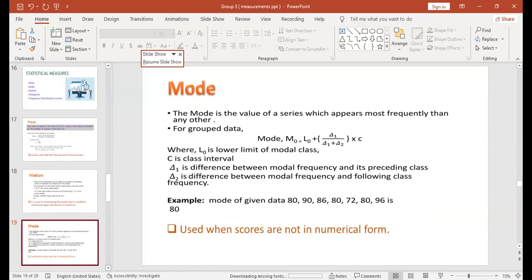Mode. The mode is the value of a series.